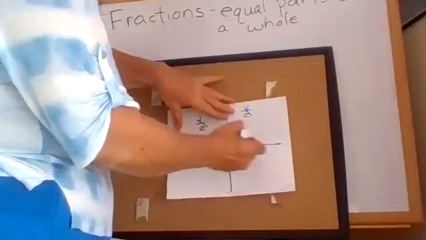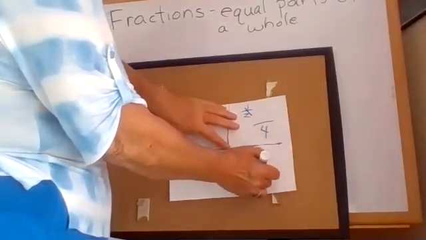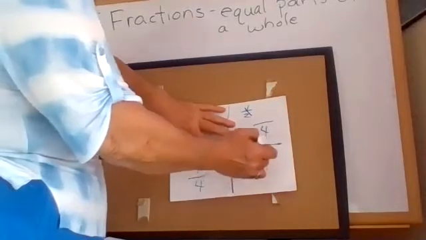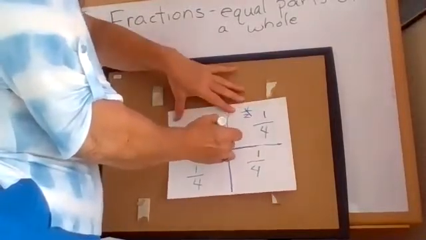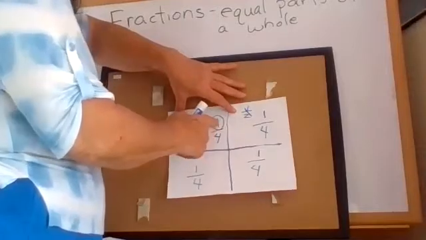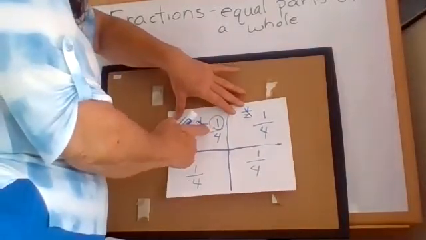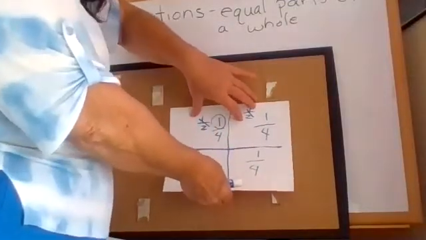Remember, we learned the other day that the number on the bottom tells us how many pieces are together, and the top number tells us what is the part. So this is 1 out of 1, 2, 3, 4. 1 out of 4, 1/4. Oh, I forgot to tell you that. We say that number fourth.